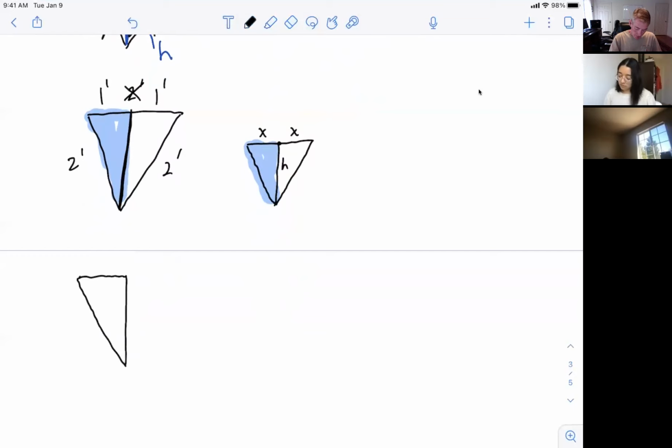So for this one that's on the left, this is a 1, this is a 2. And if you do the Pythagorean theorem, this is going to be the square root of 3. Because that way 1 squared plus square root of 3 squared, that equals 1 plus 3, that equals 2 squared. And for this little one, this side is X and this side is H. And that's all I need off of that one.